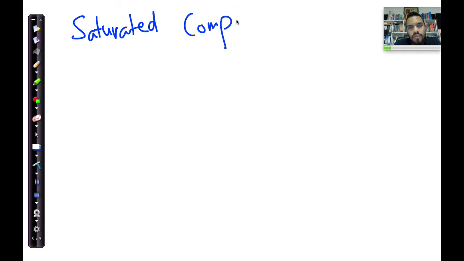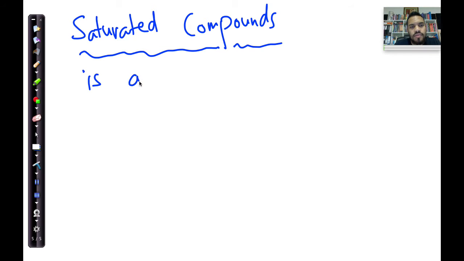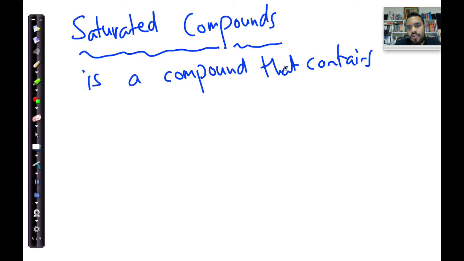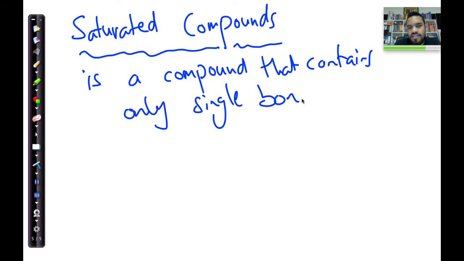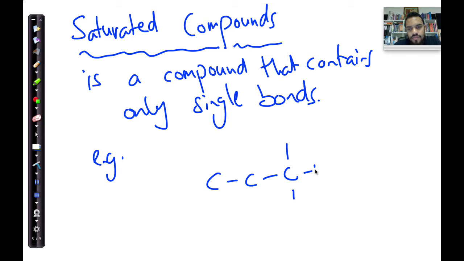Saturated compounds. Right? So a saturated compound is a compound that contains only single bonds between its carbon atoms. So an example of a saturated compound is this. That's a saturated compound because there are only single bonds, right?